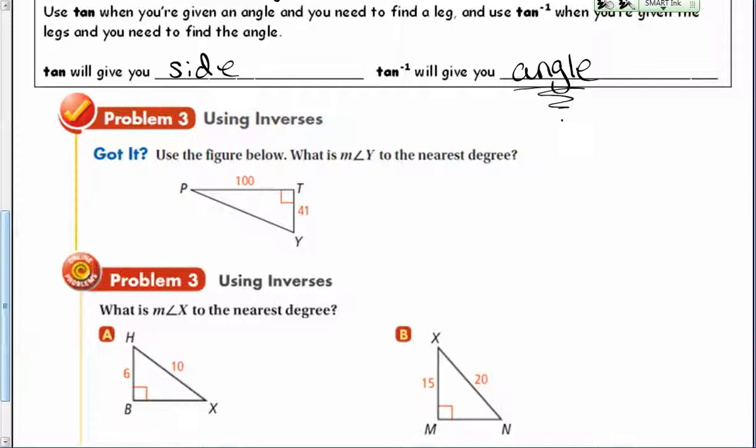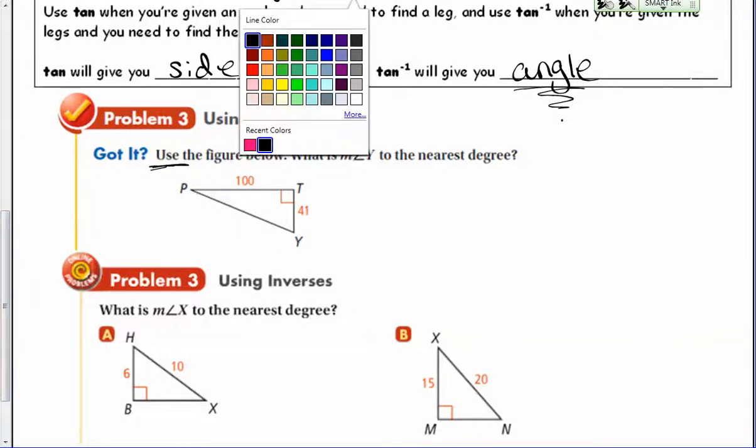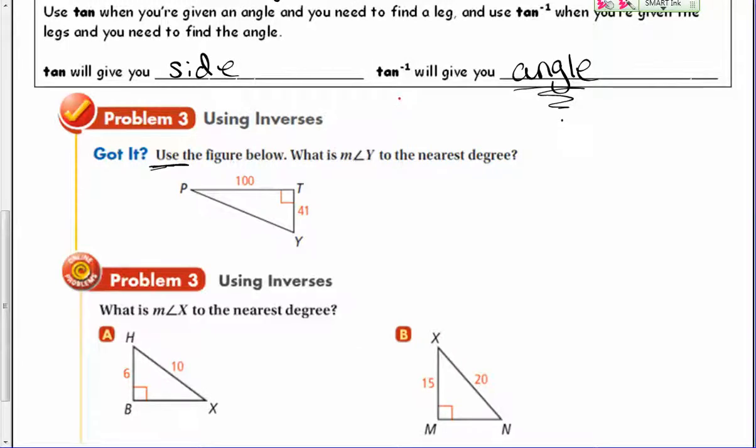So he says, right here, use the figure below. What is the measure of angle y to the nearest degree? And so basically what it's telling me is even though there's not an angle measure marked on my picture, remember, never the 90 degrees. It's telling me right here in my problem that my home base is going to be angle y. So I'm going to mark angle y as my home base. So again, it's the problem that tells you which angle to use. It will never, ever, ever be the 90-degree angle.